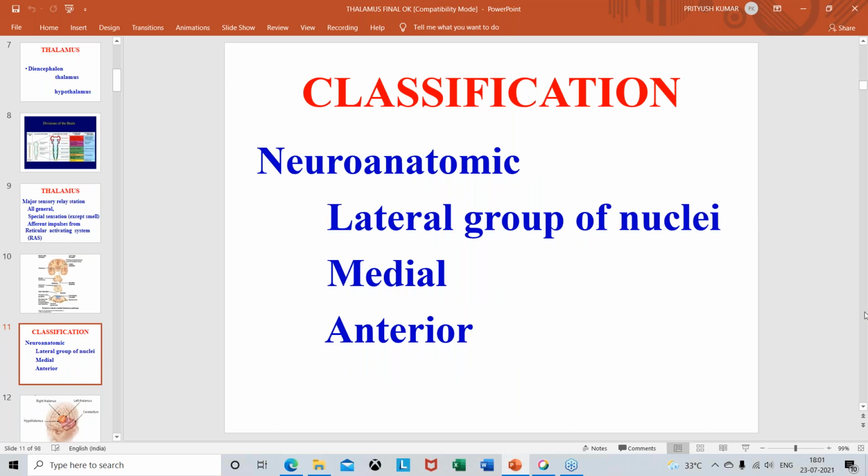As far as the classification of the thalamus is concerned, we can classify the various thalamic nuclei by different factors, like neuroanatomical, structurally. So structurally, we can divide thalamic nuclei into three groups: lateral group, medial group, and anterior group. So as far as the neuroanatomical classification is concerned, all the thalamic nuclei can be divided into lateral group, medial group, and the anterior group.